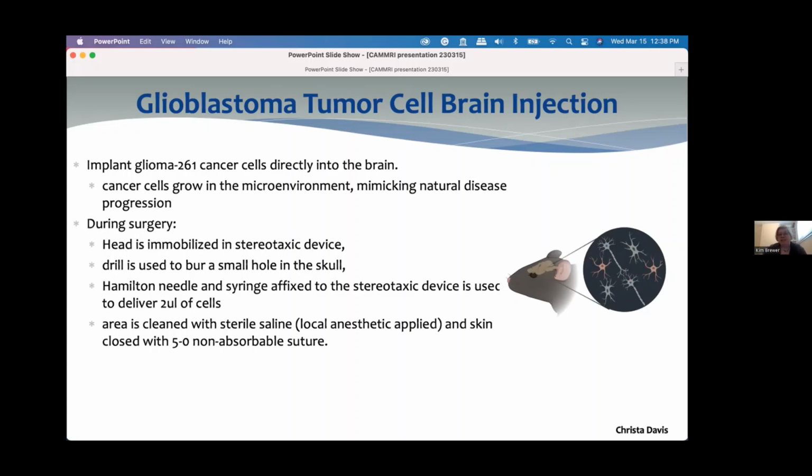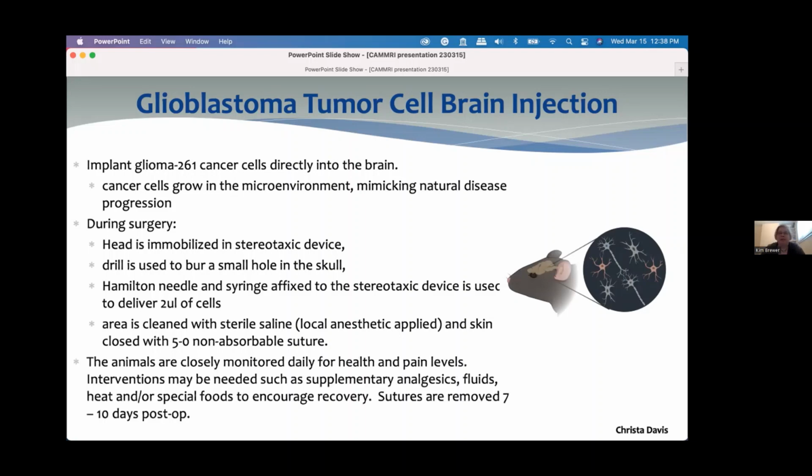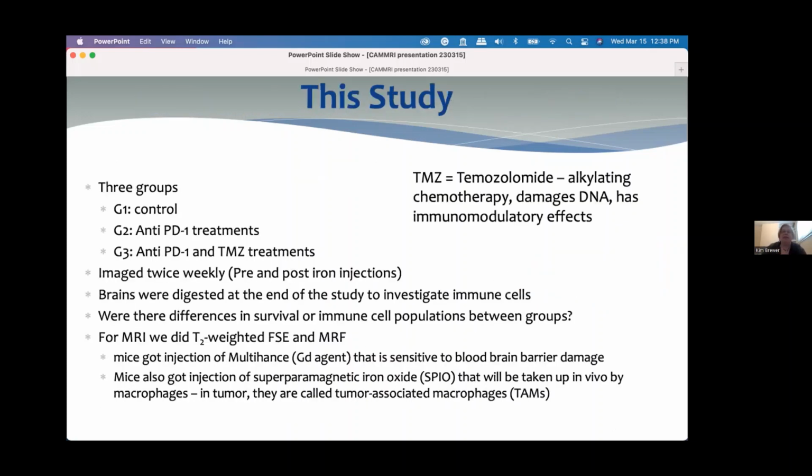So you immobilize the mice in a stereotactic device, drill a small hole, inject 2 microliters of cells, and then monitor the mice closely. You do have to monitor this model really well because the tumors grow rapidly. Mice can be totally fine one day and then exhibiting various motor defects the next. So you can't leave this model very long.